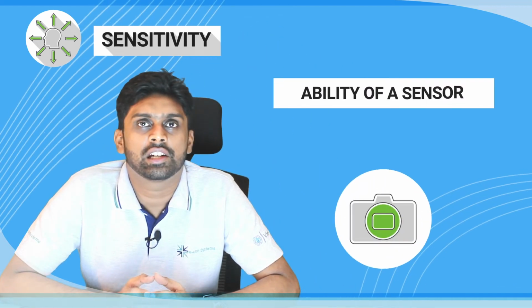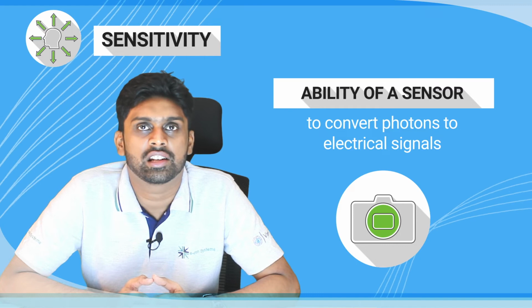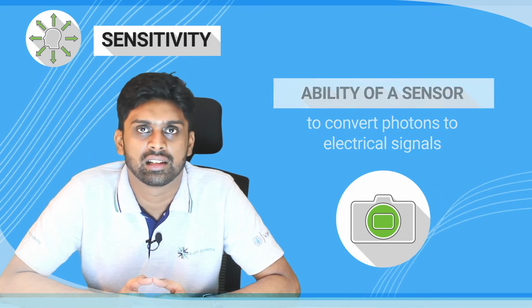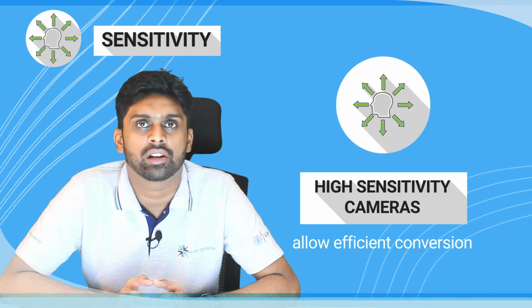Let us now look at the fourth factor, sensitivity. Sensitivity is an indicator of the ability of an image sensor to convert the incident photon energy to electrical signals. Cameras with high sensitivity allow efficient conversion of low light images into quality output, making it an inevitable feature for low light performance. Hope you got an understanding about low light performance and the factors that determine the low light performance of a camera.